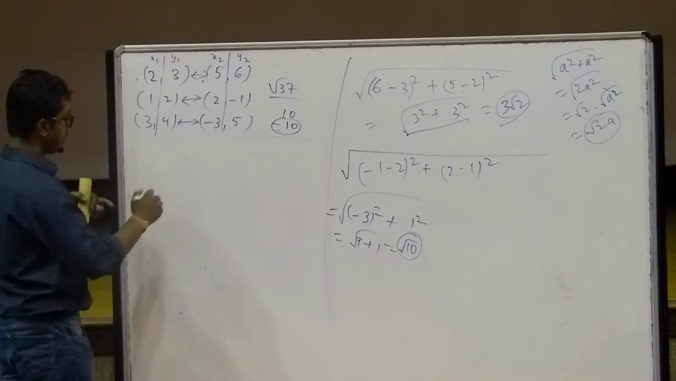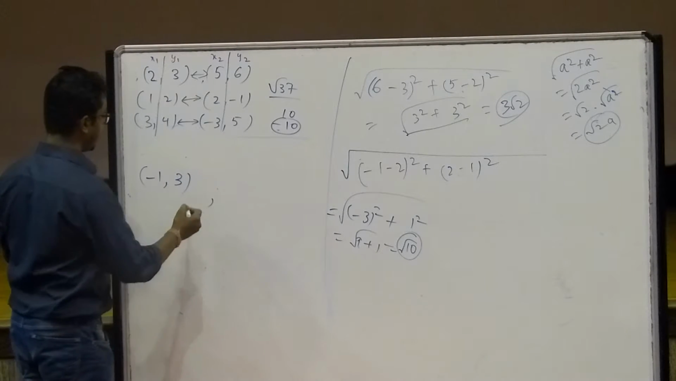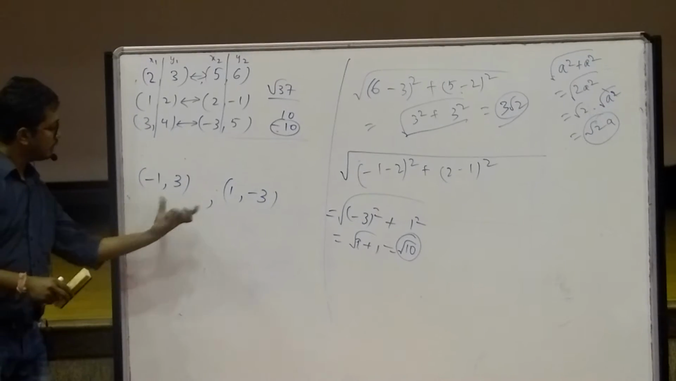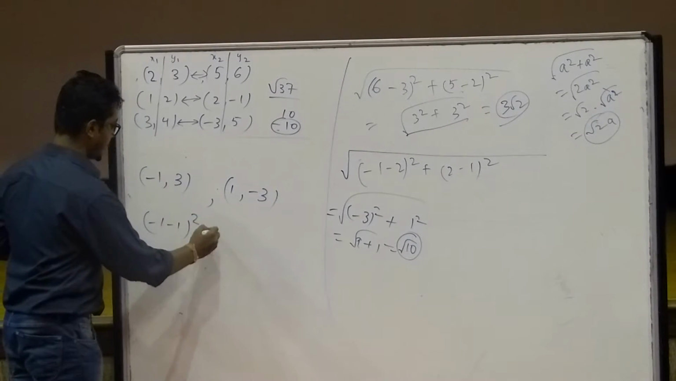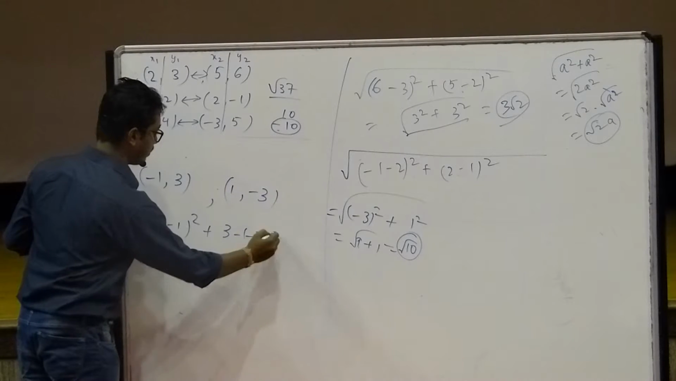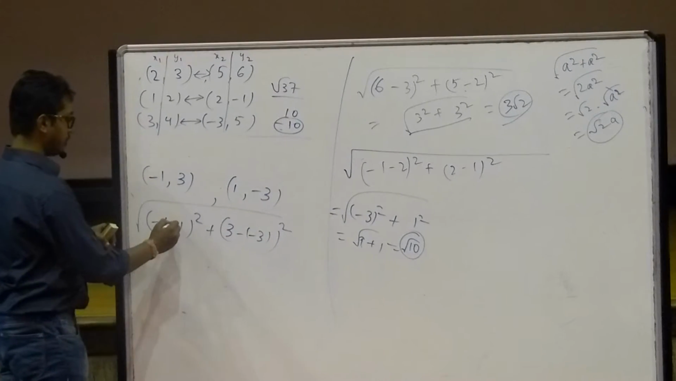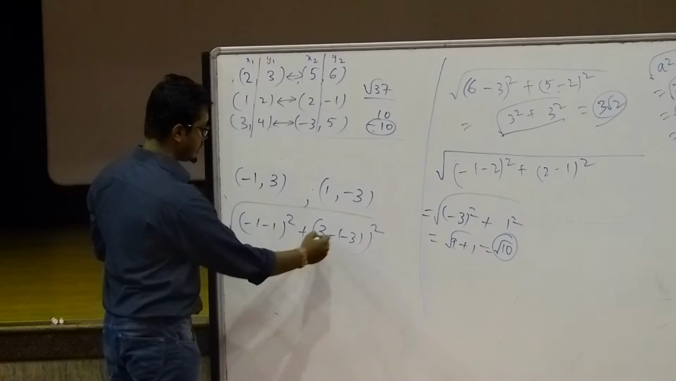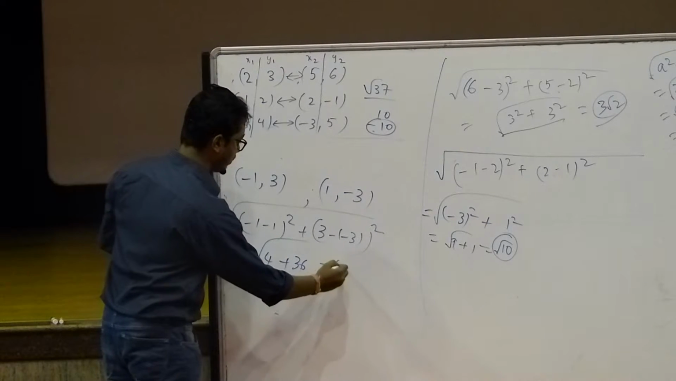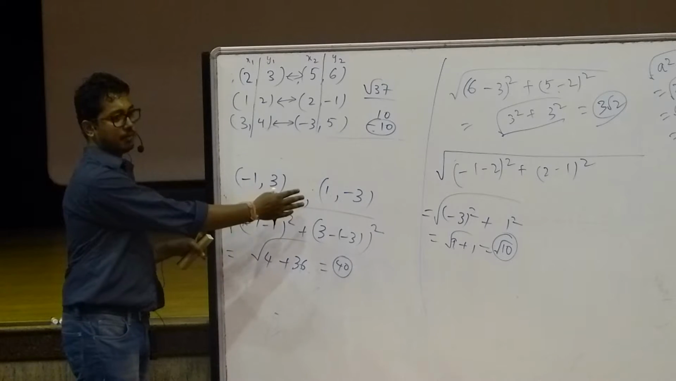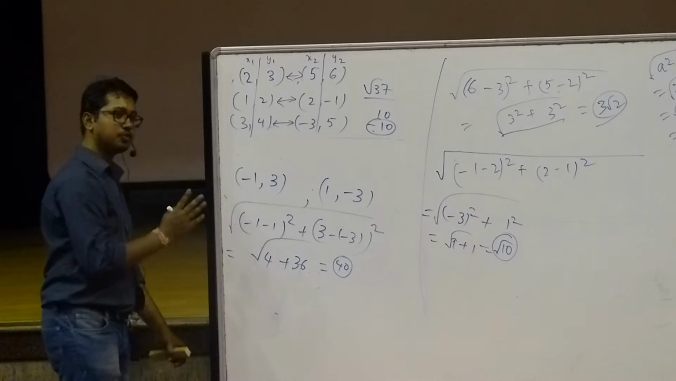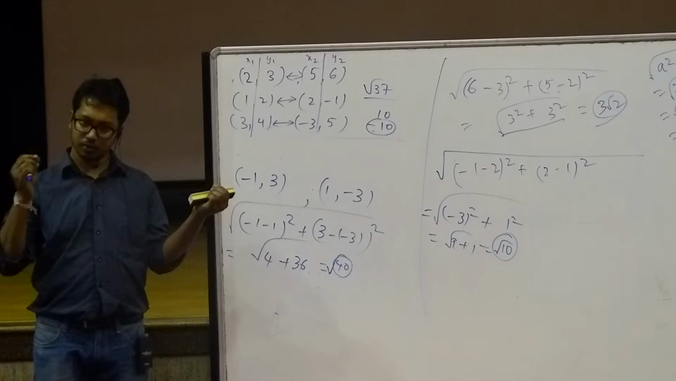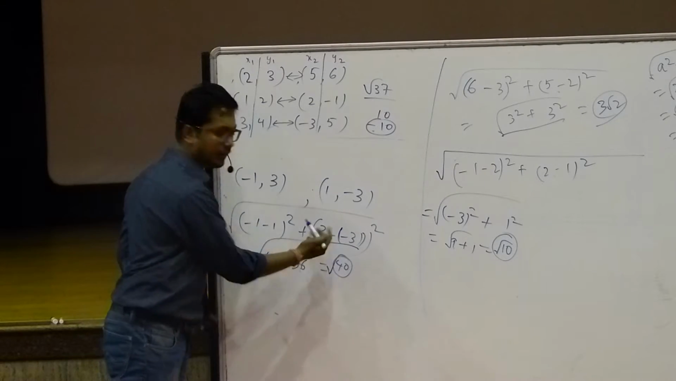See, minus 1, 3. 1, minus 3. So what would happen is, what's the answer? Plus 3 minus minus 3. Always put a bracket there. So this is 4, minus 2 square, 4. This is 36. 40. Some people would cancel them out, so be careful about signs. In the distance formula, root 40. Write a bracket always. If it is like this here, some people cancel it out.